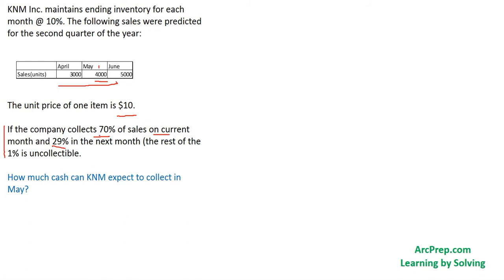29% is going to be collected next month. So 29% of May sales is going to be collected in June. And 1% is bad debt, it's not collectible. So let's calculate how much money we are going to collect in May. It is 70% of May sales. This is units, this is price per unit. So the multiplication gives us sales. 70% of it is in May.